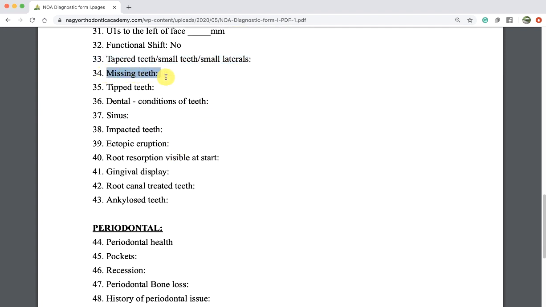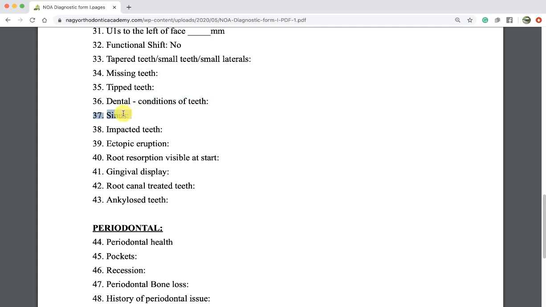Then you're going to go to missing teeth. You need to make sure there's no missing teeth. And you're going to go to tip teeth. Like, for example, if you have an impacted one that's really tipped, that's a good one to mark which one is it or how bad it is. For example, lower sevenths could be really tipped and impacted. Dental conditions of all of the teeth, do they have a lot of crowns? Do they have a lot of root canals and things like that?